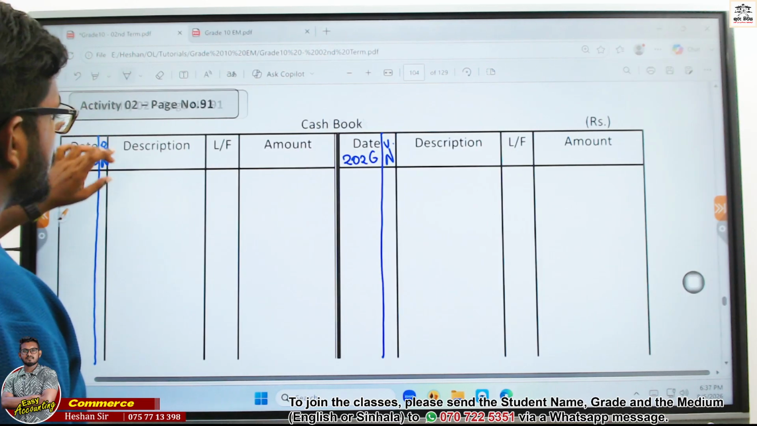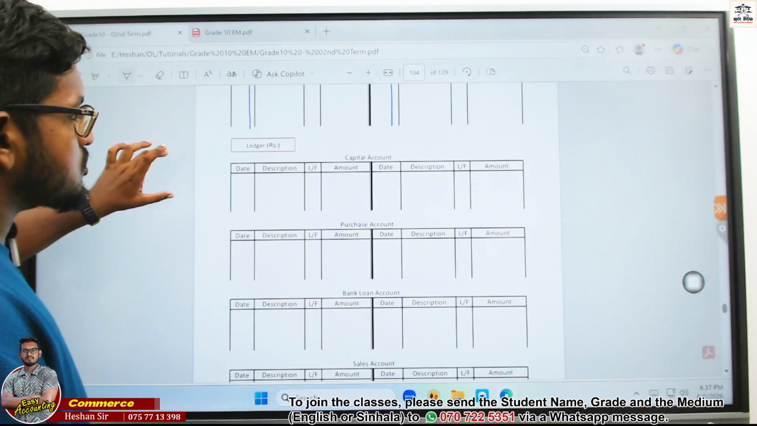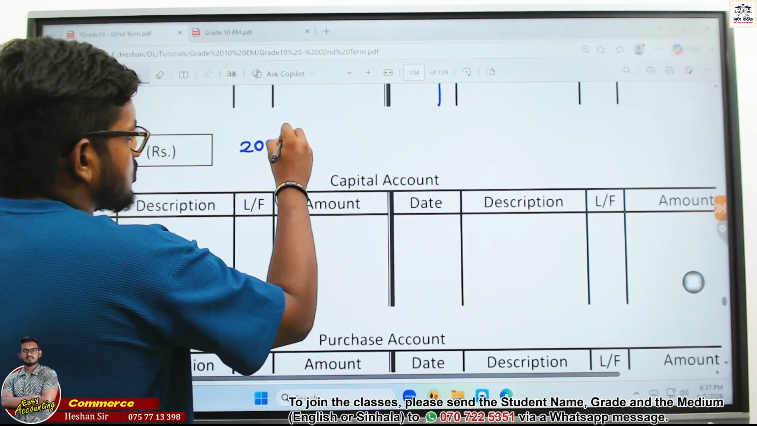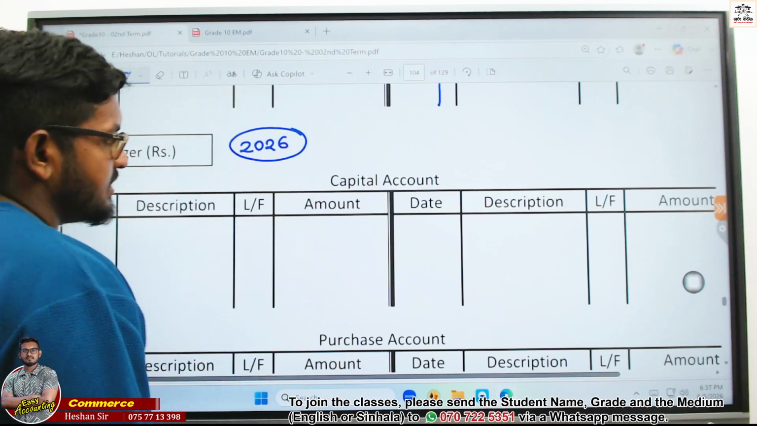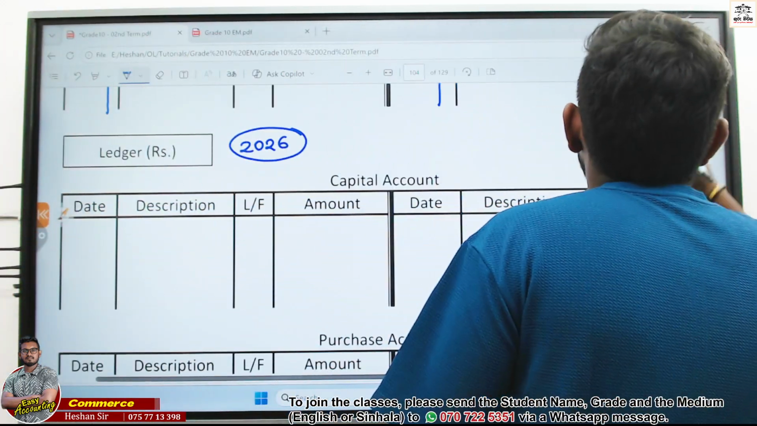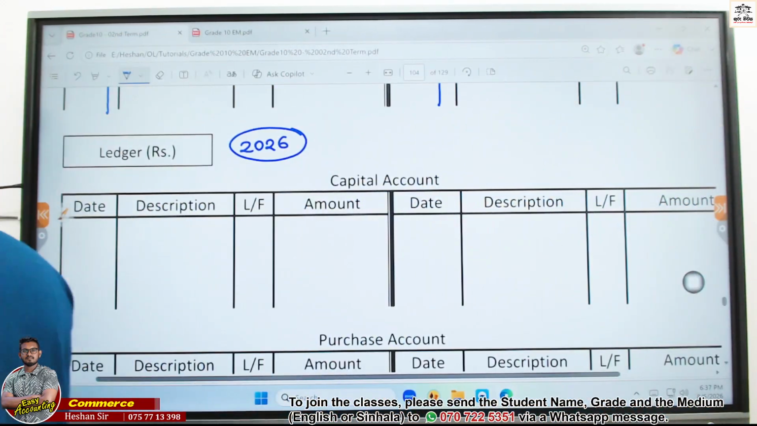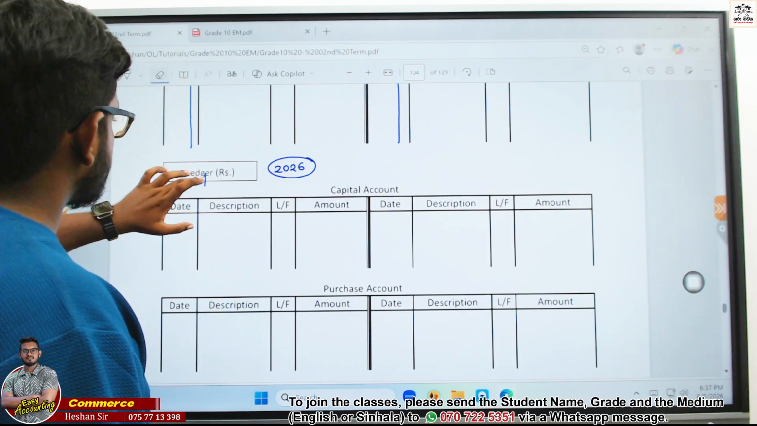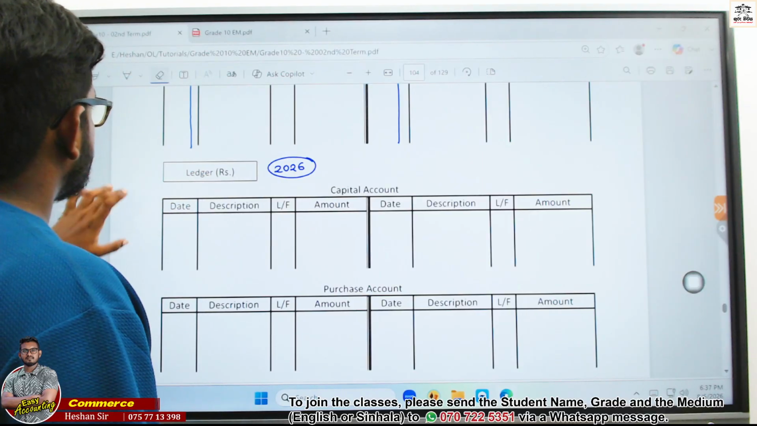And also I told you, in the ledger heading also write the year, then we don't repeat the year again and again. Right. Now let's record the transactions faster. Let's record the transaction.